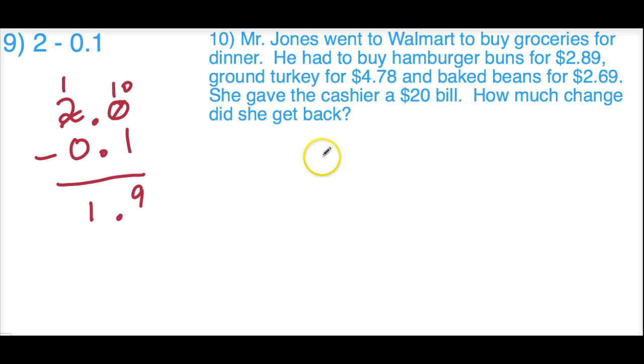Alright, getting into the word problems. Mr. Jones went to Walmart to buy groceries for dinner. He had to buy hamburger buns for $2.89, ground turkey for $4.78, and baked beans for $2.69. She gave the cashier, and it's a typo, he gave the cashier a $20 bill. How much change did she get back? So I'm going to take my 3 values and add them up to see how much money was spent first.